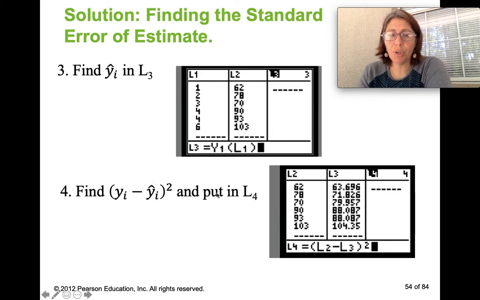Now we want to find the observed y's minus our y hats, and we want to square them. So we're going to put that in L4. Go over and highlight L4, and you are going to do parentheses, second L2, which is number 2, minus second L3, which is number 3, parentheses squared. You will hit enter, and then you will get a column full of numbers. It's going to take 62 minus 63.696 and square it. It's going to take 78 minus 71.826 and square it. It's going to subtract these numbers and square them.